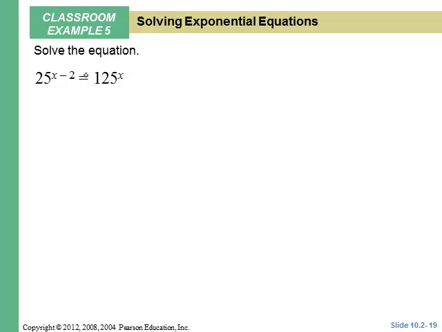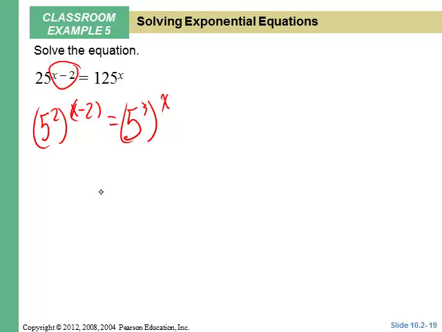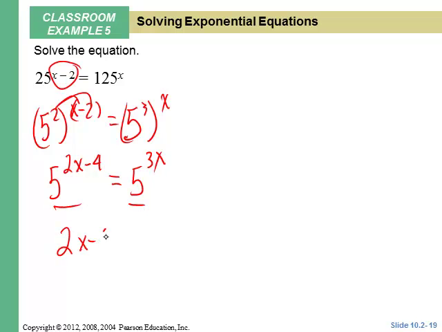Now, in this case, we have a little bit tougher problem. 5 squared to the x minus 2 equals 5 to the third to the x. This is 5 to the 2x minus 4, because you multiply this by each part, equals 5 to the 3x. Now the bases are the same, so the exponents can be compared. 2x minus 4 equals 3x. Subtract 2x from both sides. You get x equals negative 4.